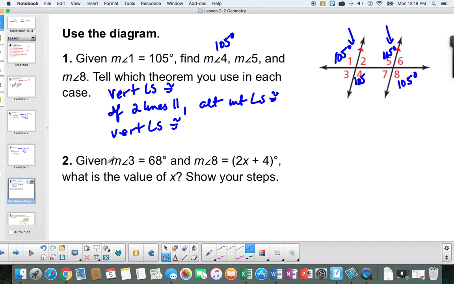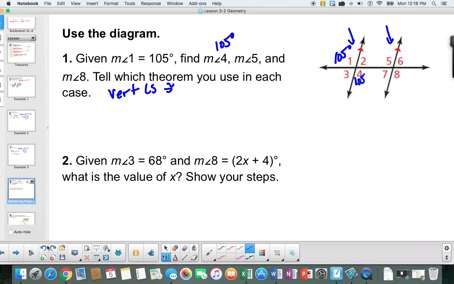All right, let's go ahead and clear up everything here so I can do the next problem. It says given angle 3 is 68 degrees and angle 8 is 2x plus 4. Find the value of x. Well, I know that these are a linear pair, so this will be 112 degrees.